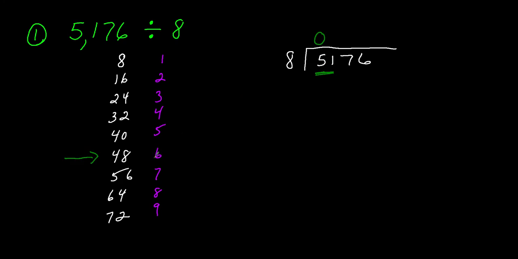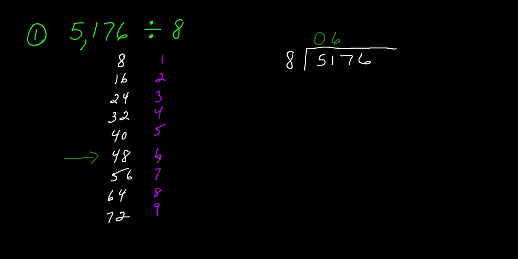So since I picked this number, it's the 6th number on the list, I'm going to put the 6 right above the 1 here, like so. And then I say to myself, I multiply 8 times 6. Well, what's 8 times 6?